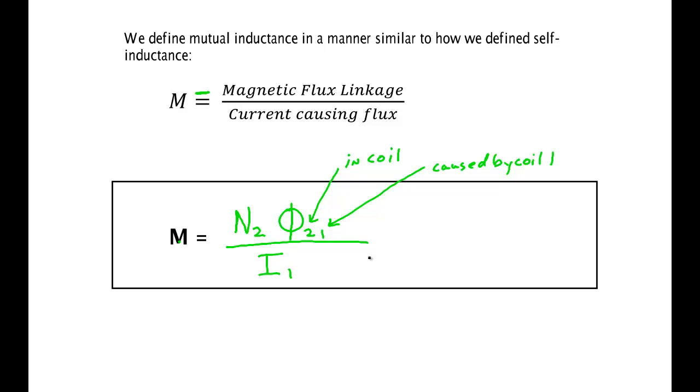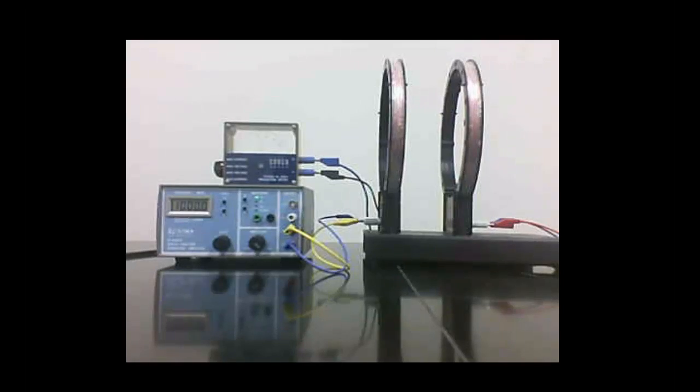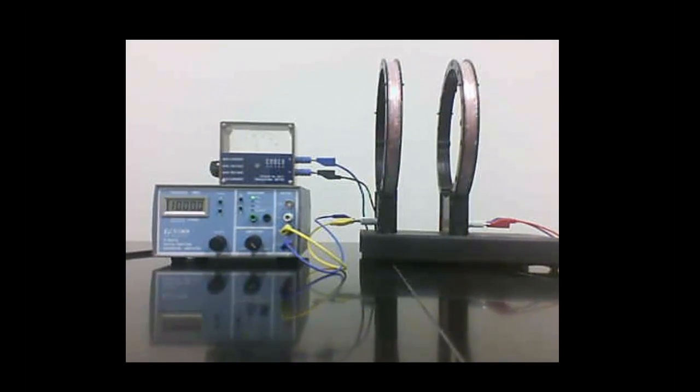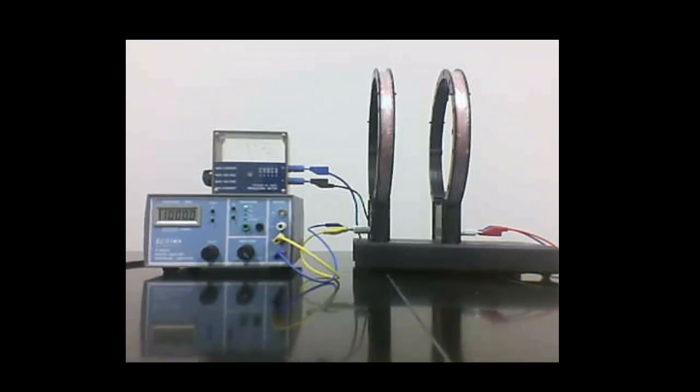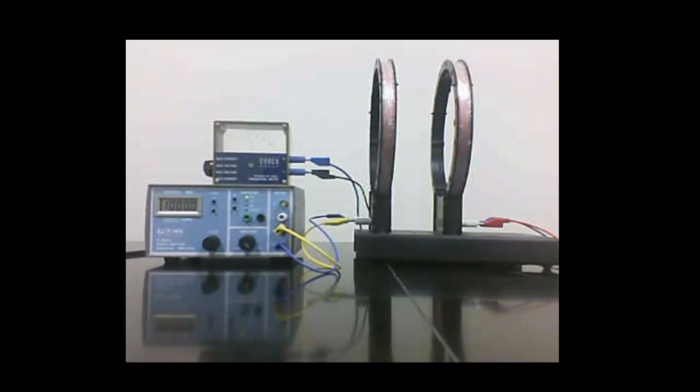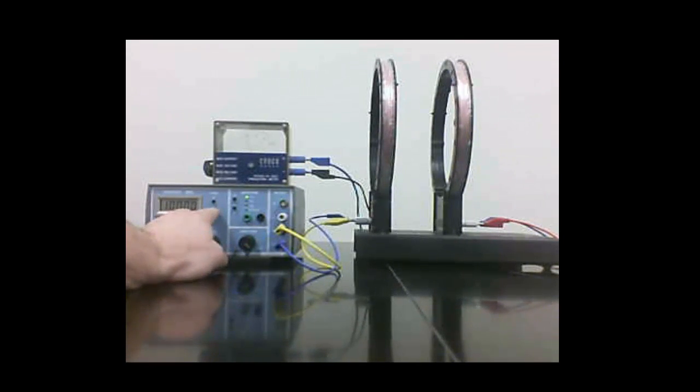To show you that, I'm now going to put on a video. In this demonstration, we've connected a primary coil to a sine wave generator and a secondary coil just to an ammeter. We will now adjust the frequency and amplitude and watch what happens to the induced current in the second coil.